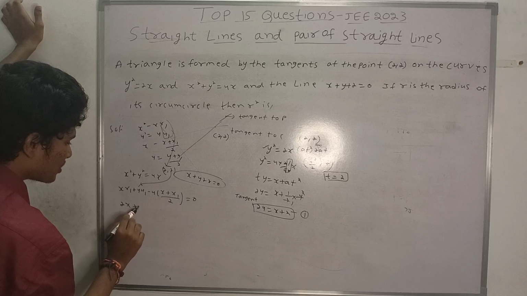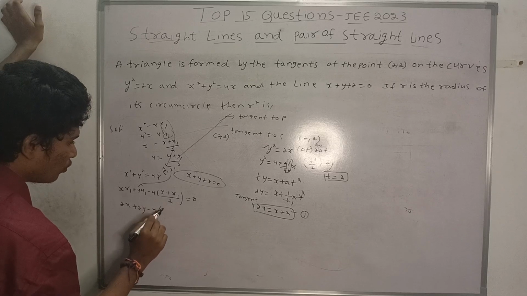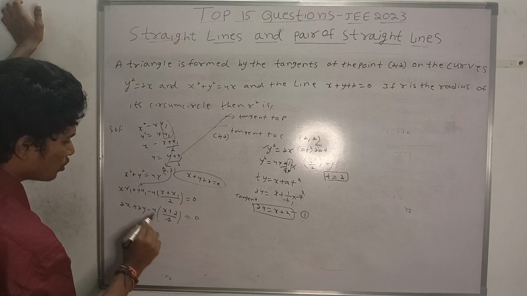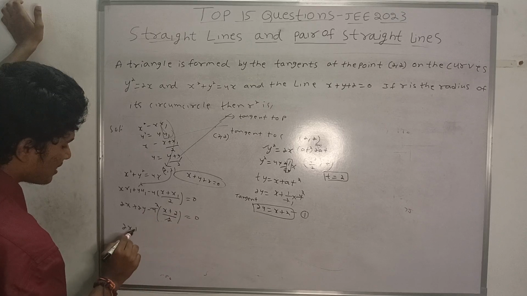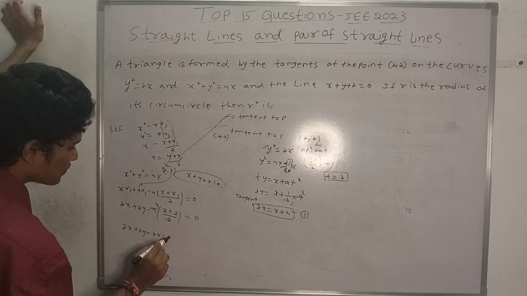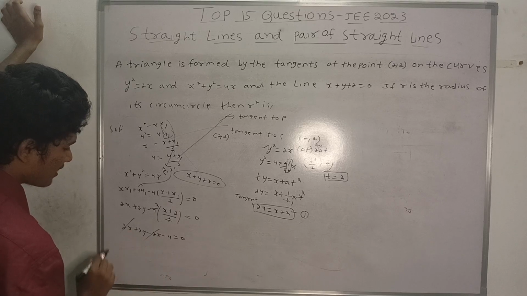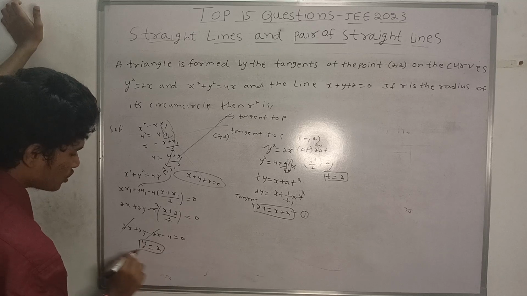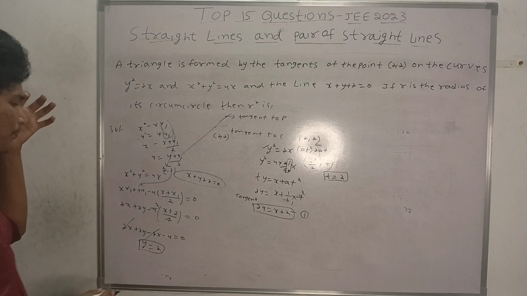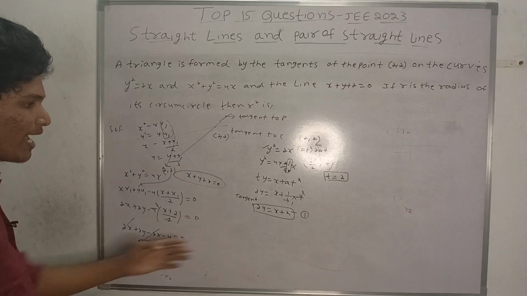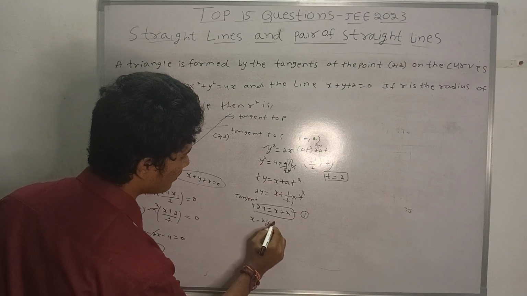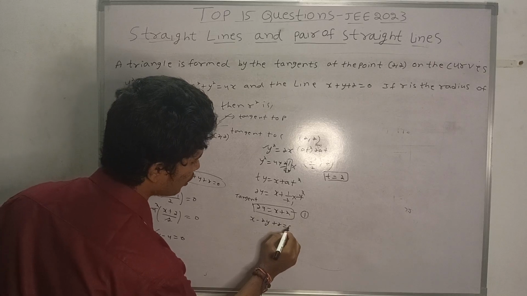We will get 2x + 2y - 4 into (x + 2)/2 = 0. So I will get 2x + 2y - 2x - 4 = 0. 2x minus 2x cancel. Basically y = 2 here. So y = 2 is a line here. And apart from the y = 2 line, another line we already got, that is x - 2y + 2 = 0. This is another line.